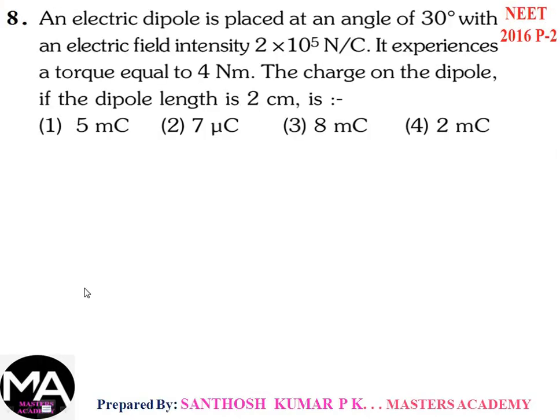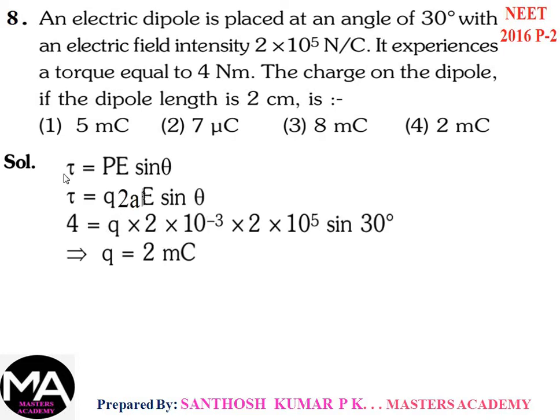Next problem, eighth one. It is from NEET 2016 phase 2. An electric dipole is placed at an angle of 30 degree with an electric field intensity 2 into 10 to the power of 5 Newton per Coulomb. It experiences a torque equal to 4 Newton meter. The charge on the dipole, if the dipole length is 2 centimeter, is.